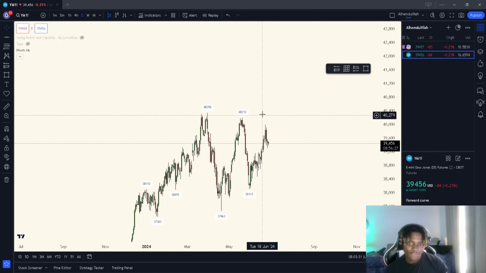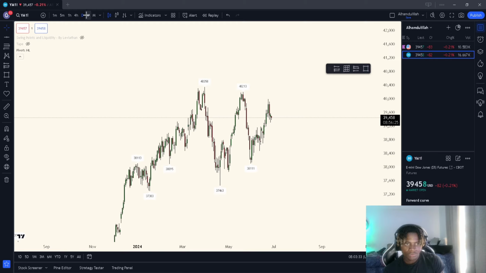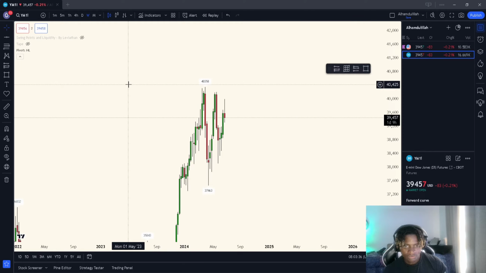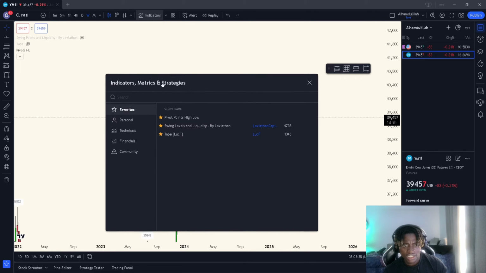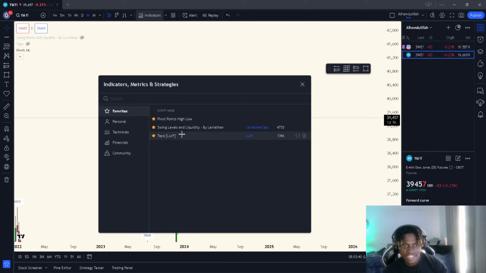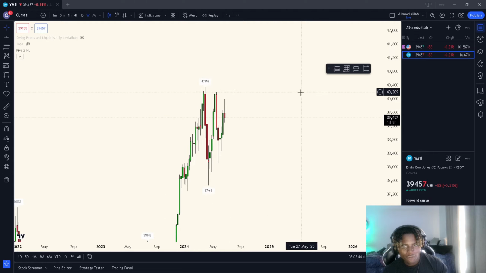All right, so first thing I did, like I always do, I start off on the higher time frames. Before we start, I want you to turn on these indicators: pivot points high and low, swing levels and liquidity by Leviathan, and tape by Luck F. All volume indicators, none of these weird lines on your screens, such as VWAP and EMAs. Those are cool and can be effective, but overall in the markets, we want to make sure we're just looking at pure price action and candle structure.